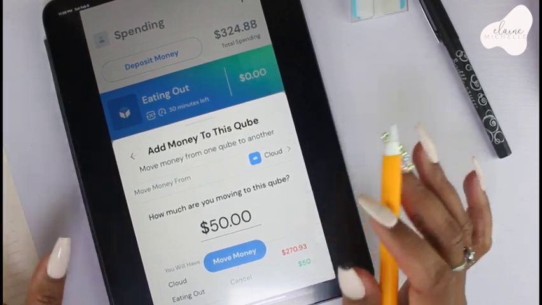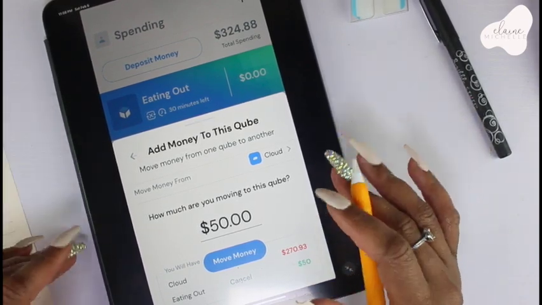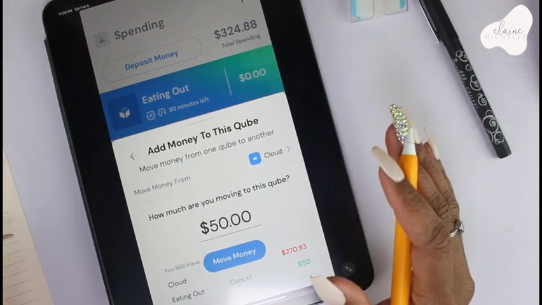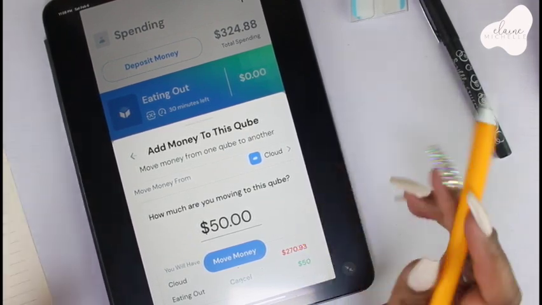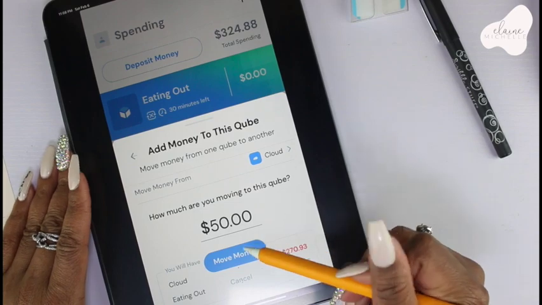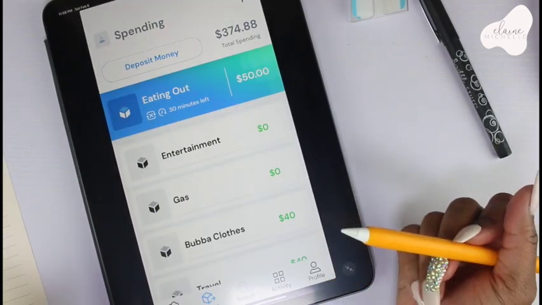It's just when they have a lot going on, it'd be like, you know what? It's either eat or don't eat. Eat what you can, or don't eat at all and be, you know, lacking. So there's that. So we'll go ahead and move this $50 over. So we're gonna move that.